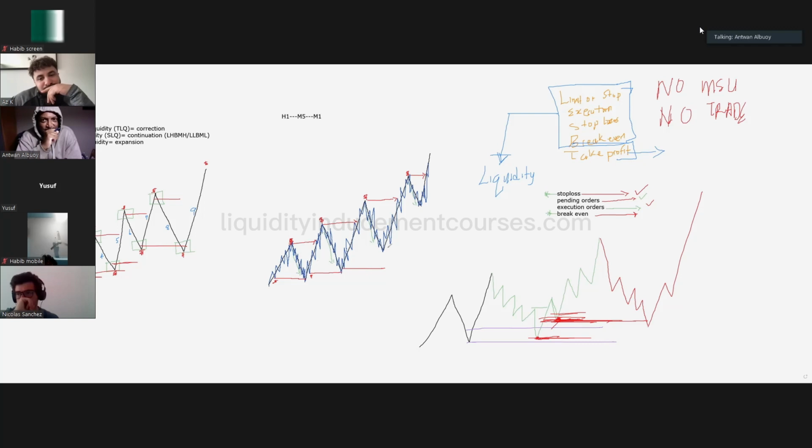So here, is price efficient or not? At this level here, is price efficient or not? Yes, it is. And do you have an MSU? Yes. So I will definitely buy that. I don't have to keep waiting for this. Do you understand now? Remember, liquidity is sitting on every high and every low in the market.